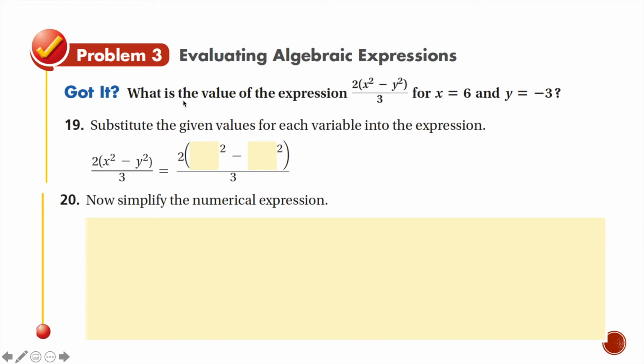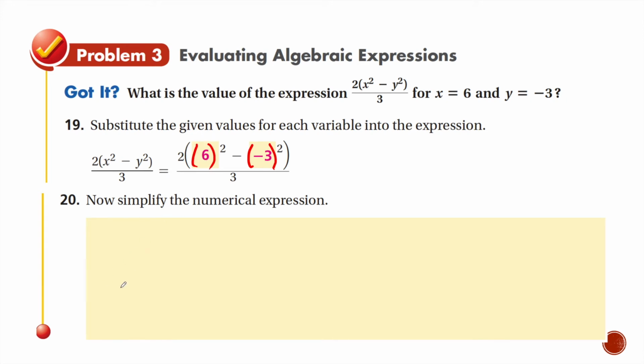What is the value of the expression 2 times x squared minus y squared all over 3, for x equals 6 and y equals negative 3? Substitute the given values. Where I see an x, I'm now going to put in a 6. So what I'm going to see is a 6 going to where the original x spot was. The new y spot is not going to be a y anymore, it's going to be a what? That's right, negative 3. Now the one thing I will say is make sure when you put the negative 3 in, especially since we're squaring something, put parentheses around it. And you really should put parentheses around the x as well.